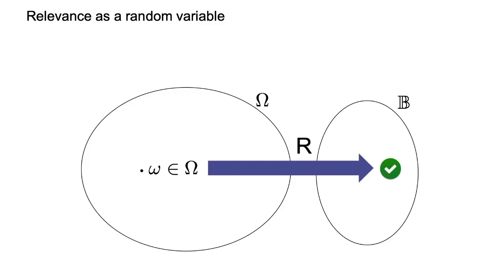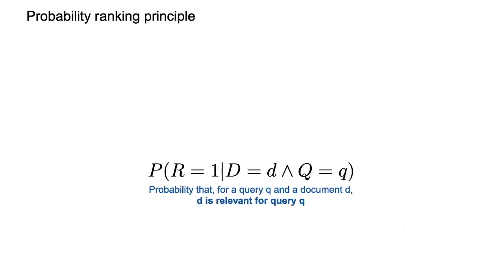R is also a random variable, right? It's a random variable that maps every little omega to yes or no. So here, the target set is actually simple. It's just the set of Booleans, true, false. It's binary. It's a yes, no thing. Okay. That's great because now I have my gigantic omega. I have three random variables, D, Q, and R.